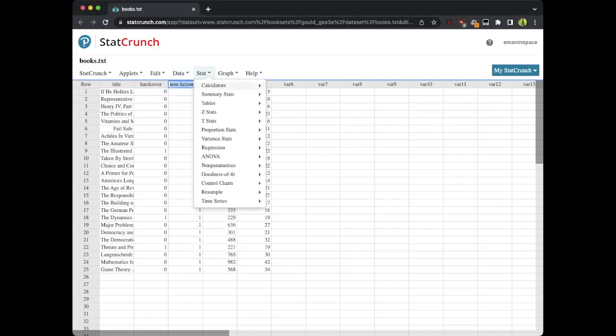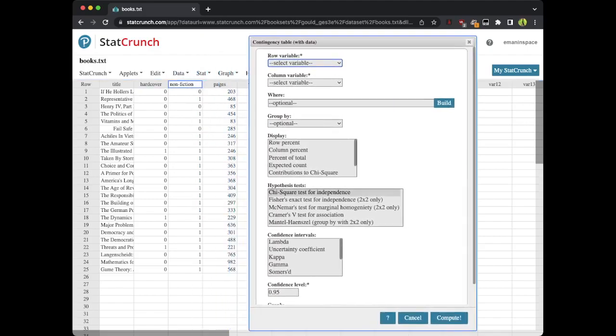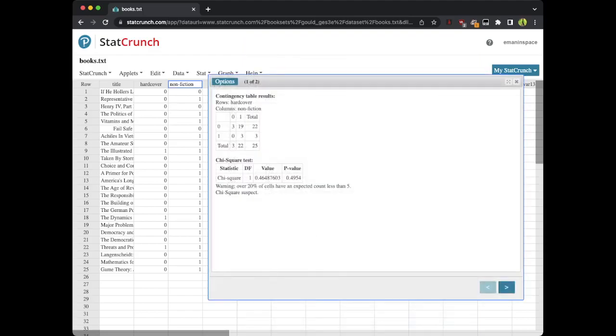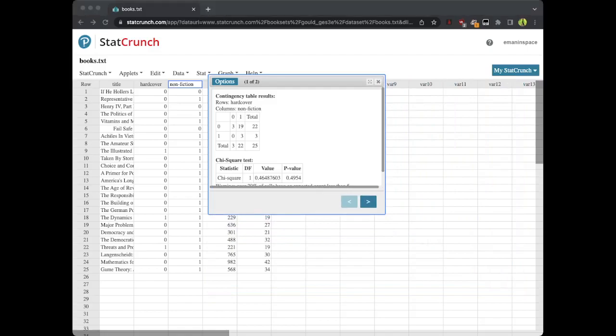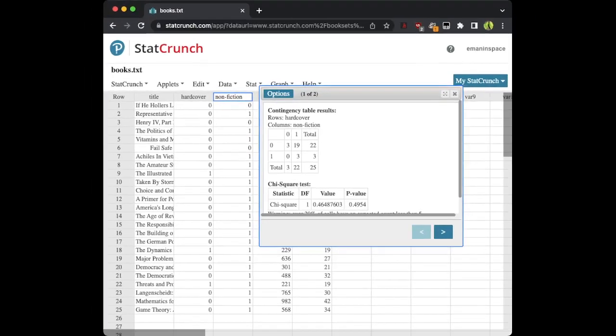So that's why we learned how to make a table with two categorical variables. We will go Stat, Tables, Contingency, With Data. Okay, our row variable will be, because we're interested in being hardcover and nonfiction, so I'll choose one of them as hardcover, one of them as nonfiction. Click compute. And here is my table.